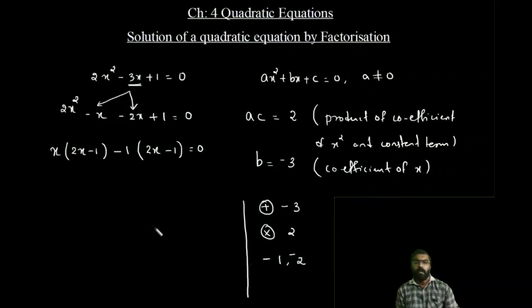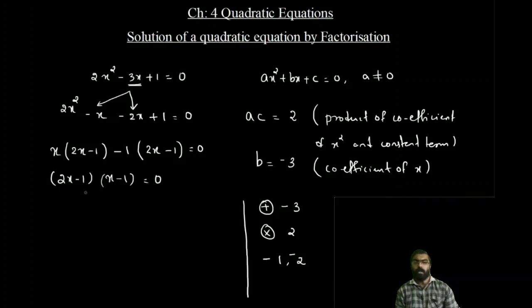Remember, the two quantities in the brackets of the first term and the next term will be the same. Here 2x minus 1, here also 2x minus 1. Now overall, if we look at the LHS of the equation, we can see 2x minus 1 is common. So now we can take 2x minus 1 out. So 2x minus 1 into x minus 1 will be equal to 0.